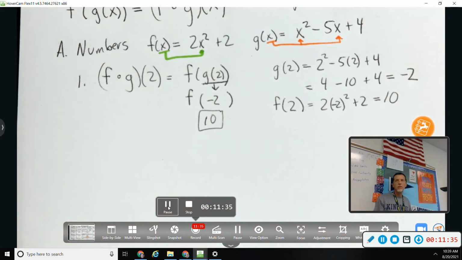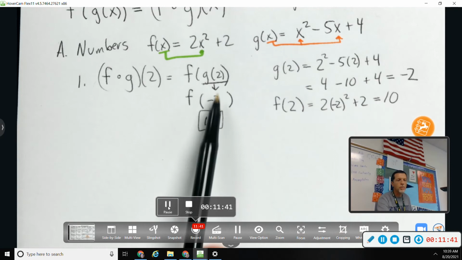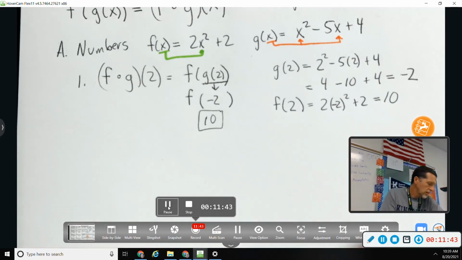None of the math is really that hard, none of the computations are hard. It is just a matter of being careful, being neat, keeping up with where you are in the process.